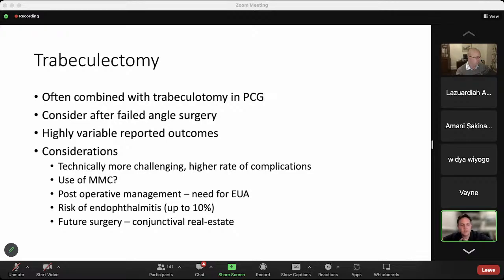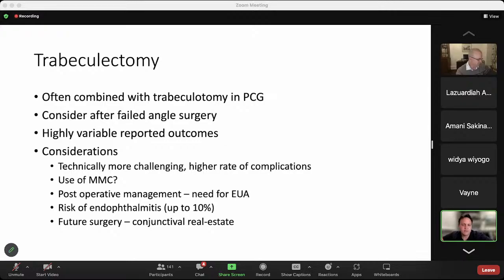The anatomy in kids is very distorted, particularly in buphthalmic eyes. The surgery itself is more challenging. You've got thin sclera. You're often quite posterior. If you're doing it at the same time as trabeculotomy, you're often quite posterior compared to a standard trabeculectomy. So there's more risk of iris or ciliary body incarceration and vitreous incarceration as well, making the trabeculectomy more likely to fail.